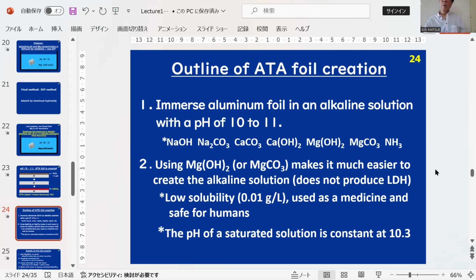Because in the saturated solution, the composition of the water phase is constant. Again, I explain again: in the saturated solution, pH and magnesium concentration, or water phase composition, is constant at 1 gram per liter or 10 grams per liter suspension.